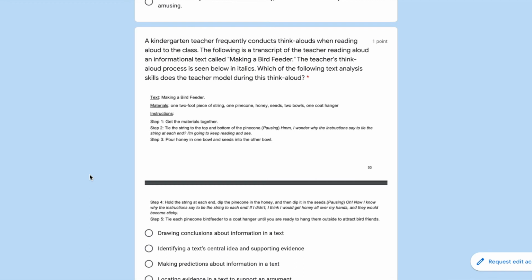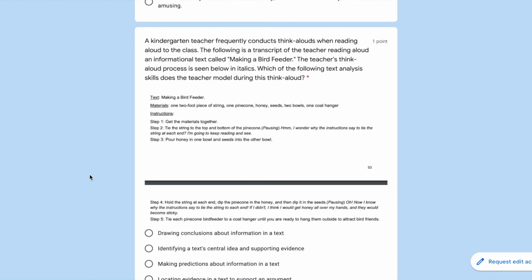The materials show 1 2-foot piece of string, 1 pine cone, honey, seeds, and 2 bowls, 1 coat hanger, and we have a set of instructions here. Number 1 is get the materials together. Number 2 is tie the string to the top and bottom of the pine cone. Pausing, the teacher demonstrates. I wonder why the instructions say to tie the string to each end. I'm going to keep reading and see.